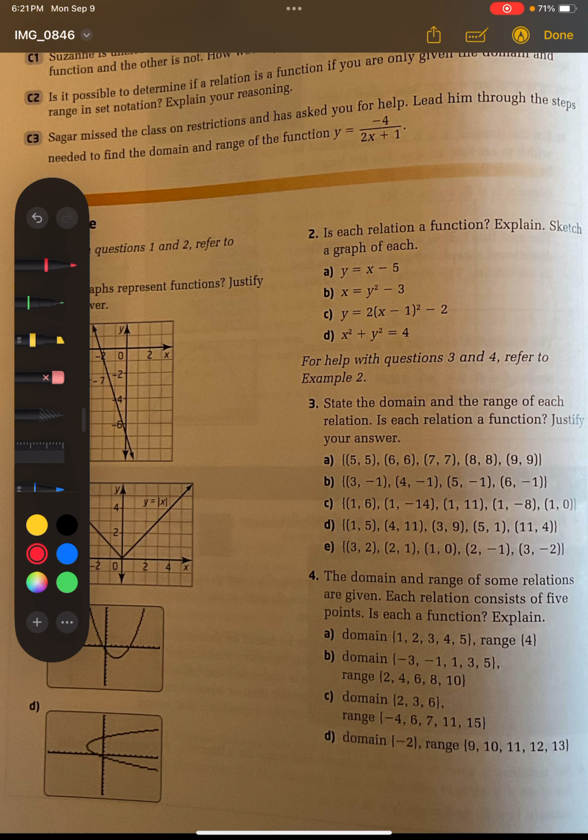So domain is 3, 2, and 1. I don't have to write 2 and 3 again. Okay, it's all my x values. What's my range? My range, 2, 1, 0, -1, -2. That's my range. And that's how you do question 3.